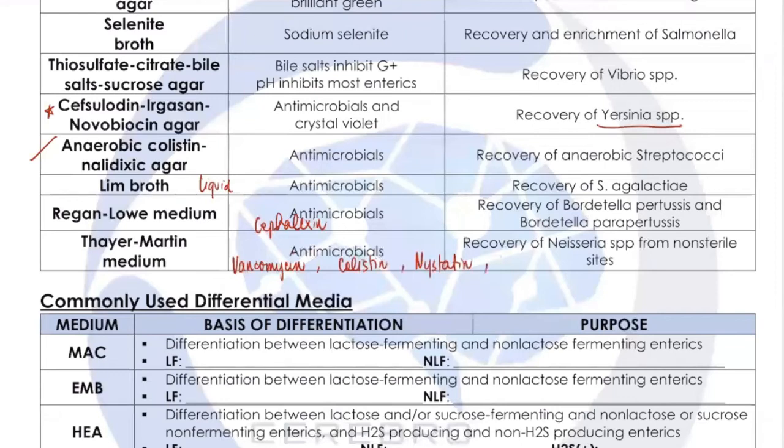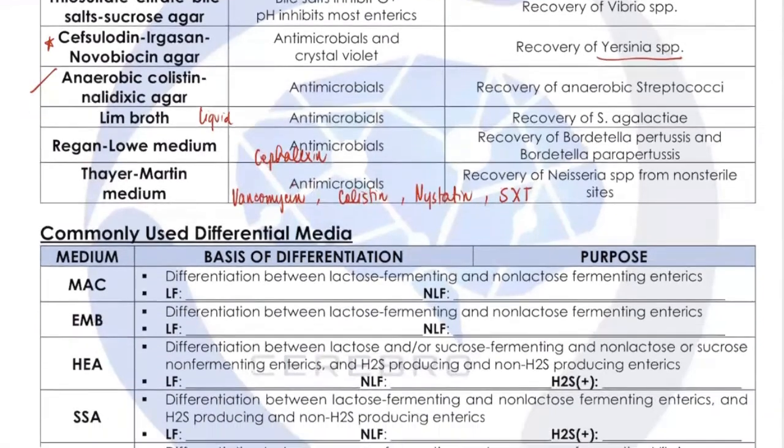It also has trimethoprim lactate, or the SXT. The purpose of this is to prevent the swarming of Proteus. There are actually two types of Thayer-Martin: Thayer-Martin and the modified Thayer-Martin. The difference is that only the modified Thayer-Martin has SXT, or trimethoprim. The basic Thayer-Martin has no trimethoprim.